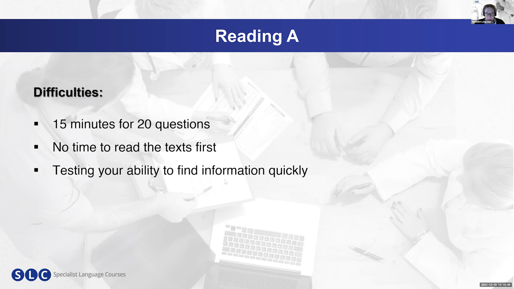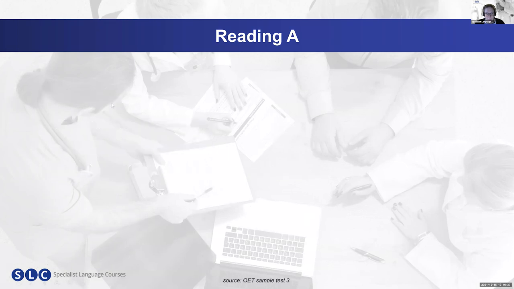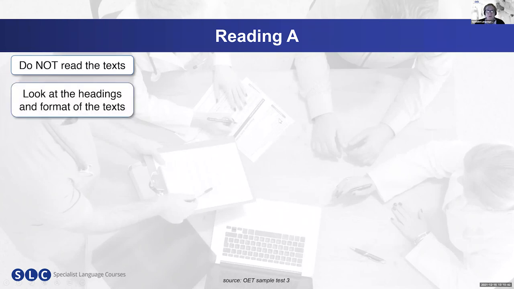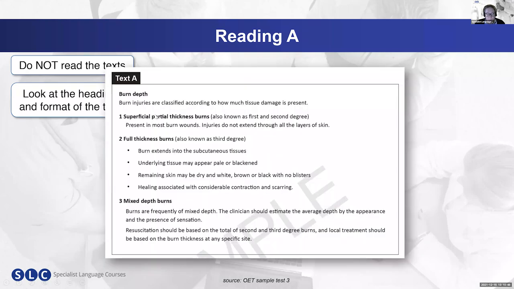So let's have a little look. So first of all, do not read the text. We're going to look at the text. So let's look at this together now, okay? So we're going to look at one on burns. So here we've got burn depth, okay? So we know this is all about the different depths. And we can also see that we've got superficial partial thickness, full thickness, and mixed depth burns. So pay attention to those headings, okay? So we've got a definition of how it's classified, and then the three different ones.